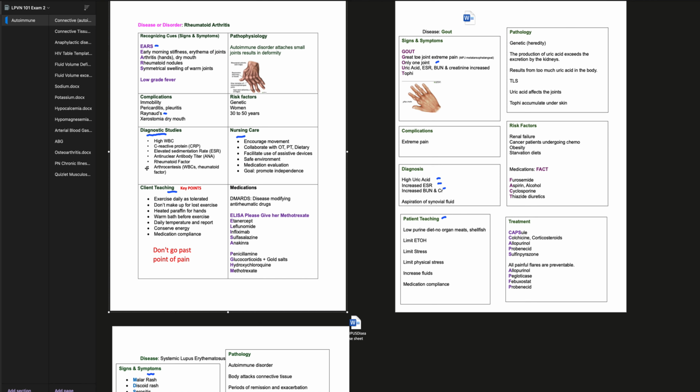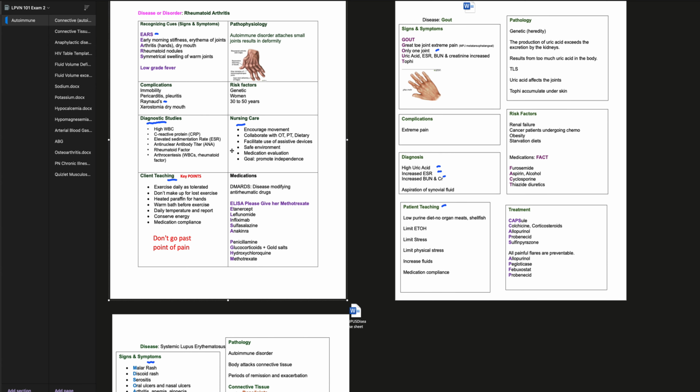Now you need to know these labs that everybody with an autoimmune disease gets. So high WBC, C-reactive protein, the ESR, all these, okay? You need to know that. Encourage movement, I talked about that. You're going to collaborate with OT to help with the ADLs, PT to help with movement, and dietary. You want to facilitate use of assisted devices. I talked about that. Make sure the environment is safe, especially if they have rheumatoid arthritis and the joints are deformed on their feet. So your goal is always going to be to promote independence.